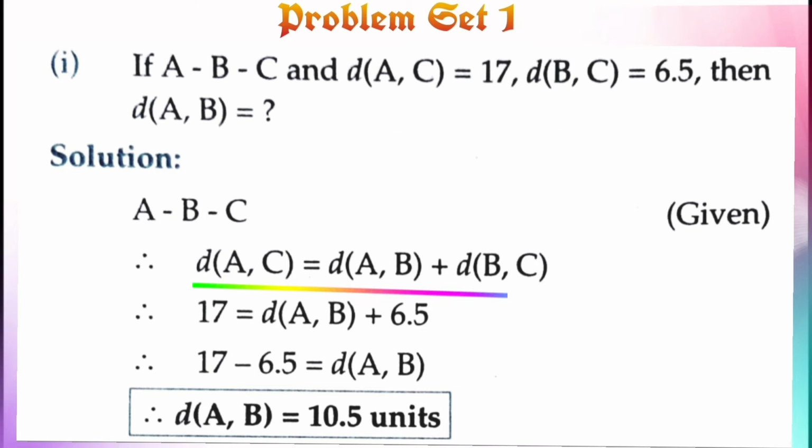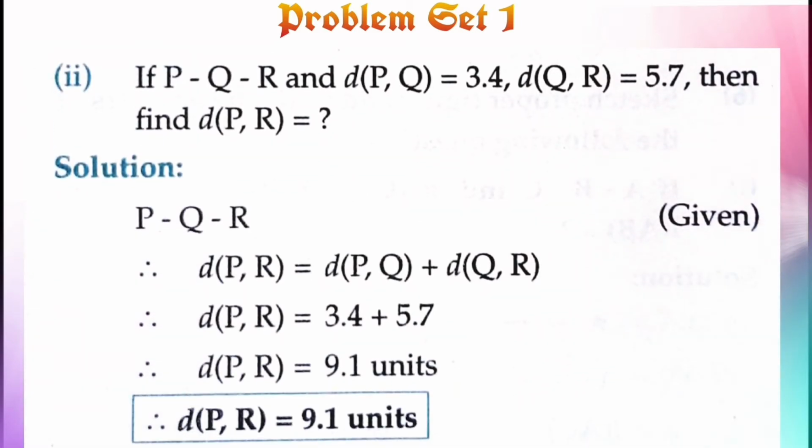Now whatever is given we will substitute here, and that is 17 equals distance of AB plus 6.5. Now we have to find the distance between A and B, so we will keep it alone at one side, and plus 6.5 will get shifted to the other side and it will become -6.5. That is 17 minus 6.5 is 10.5 units. So therefore the distance between A and B is equal to 10.5 units. Easy. Let's see the second one of question number 5.